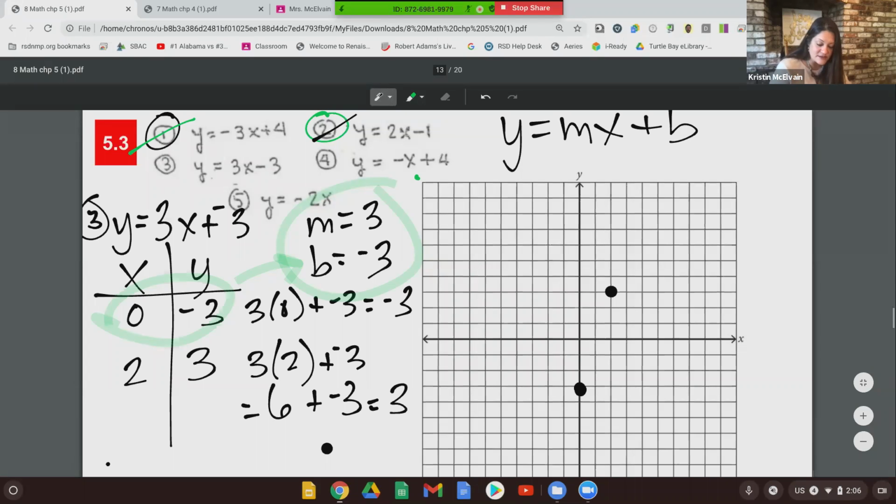It's a positive, so it's going uphill. So if we were to count up, we rise 3, 1, 2, 3, run 1. Yes, 1, 2, 3, run 1. So it matches. Okay, I'm going to draw a line with this big fat tip. All right, let's see here.